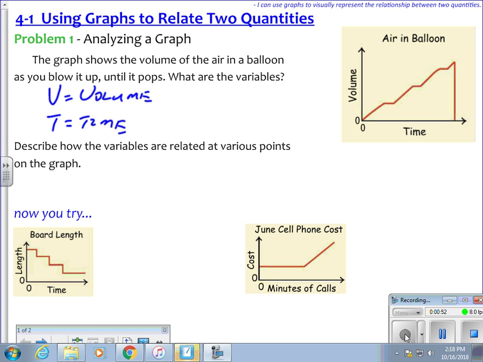And you can have equations sometimes that do the graphs, but not always. Sometimes it's just a graph of data you collect. Don't always have equations that give them to you. But you still have to interpret them. That is part of math. Okay?